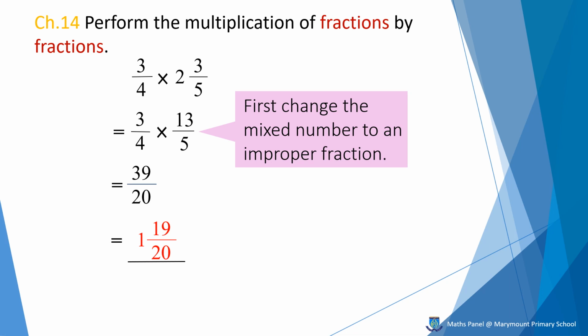Sometimes it might be a proper fraction times a mixed number. Always remember you have to change the mixed number into an improper fraction first. Change 2 and 3 over 5 into 13 over 5 first, and then calculate numerator times numerator, 39, and then denominator times denominator, which is 20. Change it back into a mixed number.